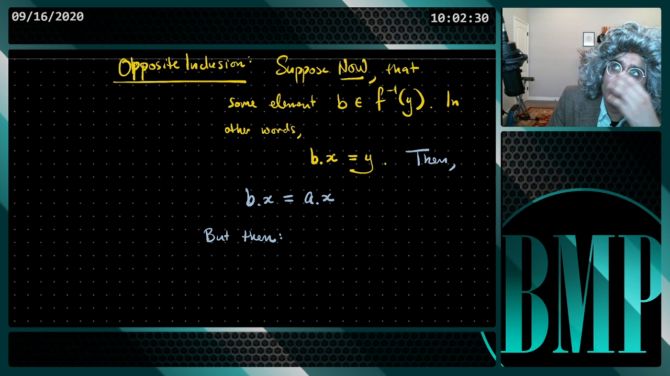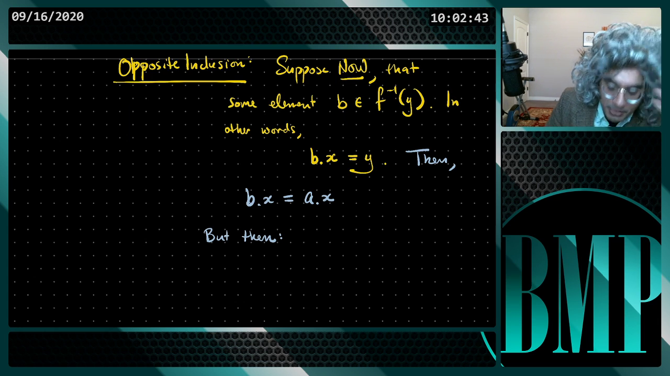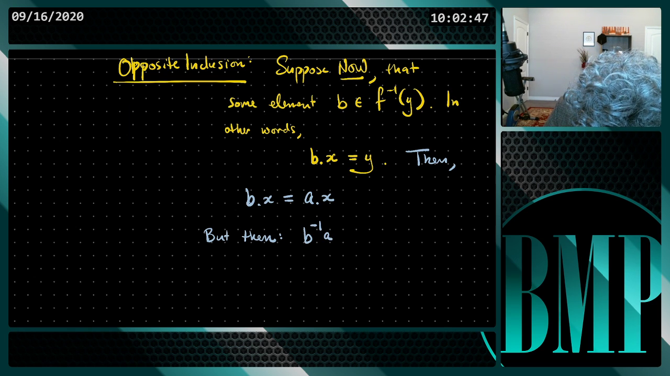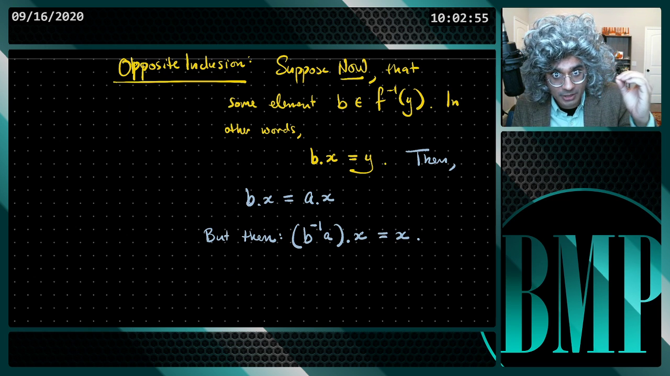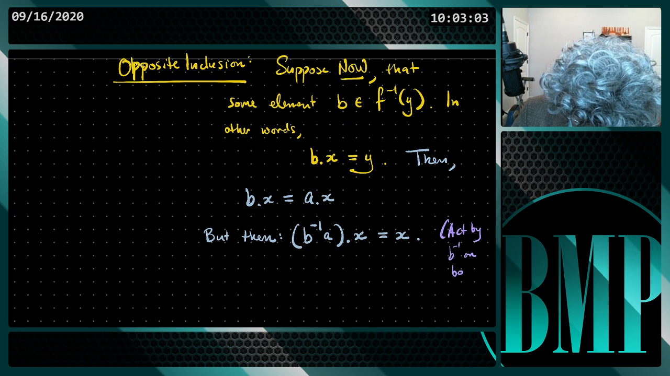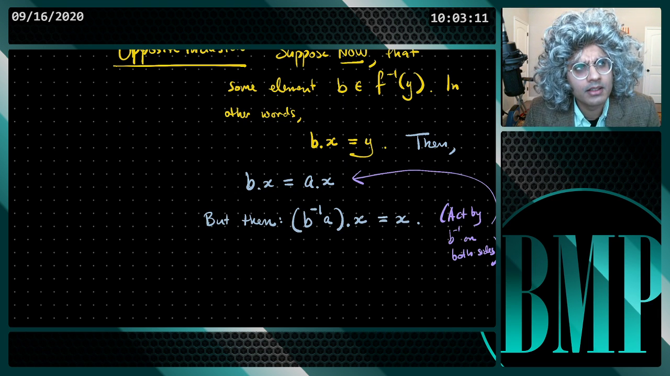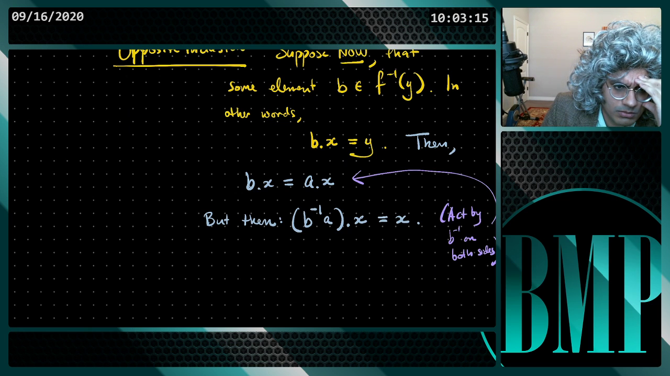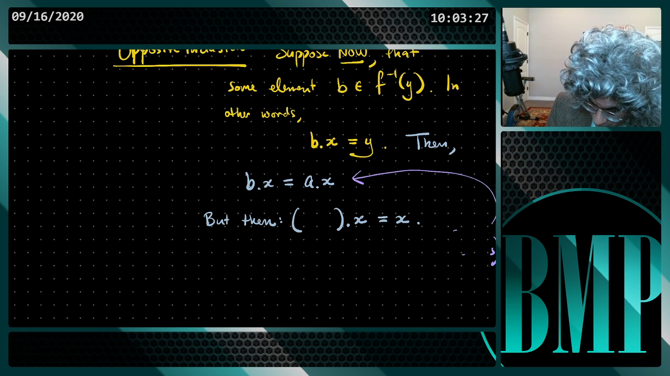But then, okay, now I got to think about this. Which way do I want to put the inverse? But then B inverse A times x is x, because act by B inverse on both sides. Oh no, did I do this the wrong way? I did it the wrong way. Let's act by A inverse. You're always going to get one or the other. Start over. Act by A inverse.